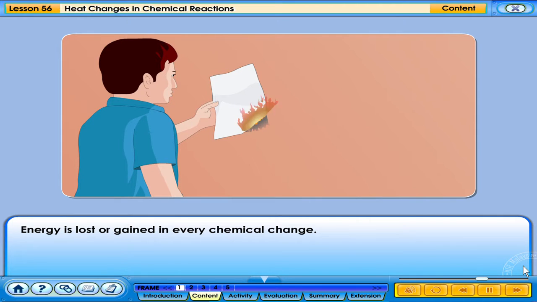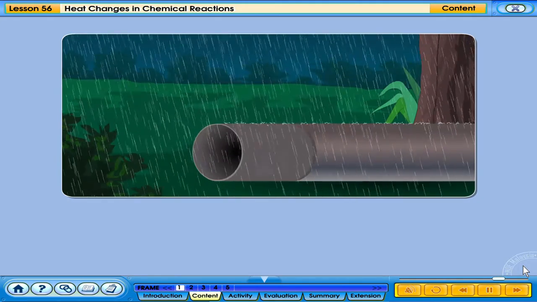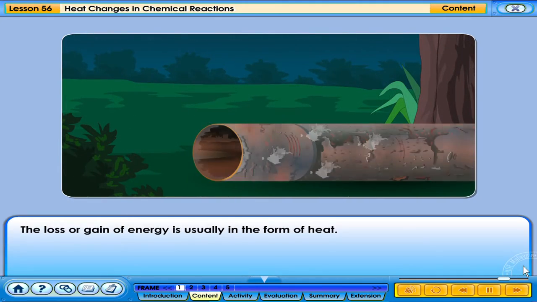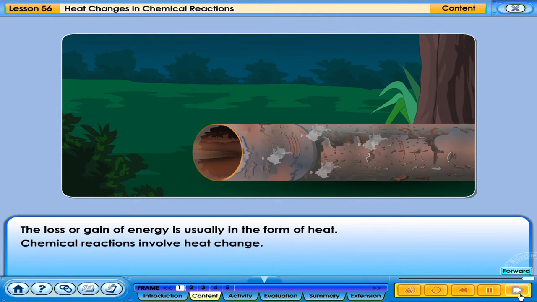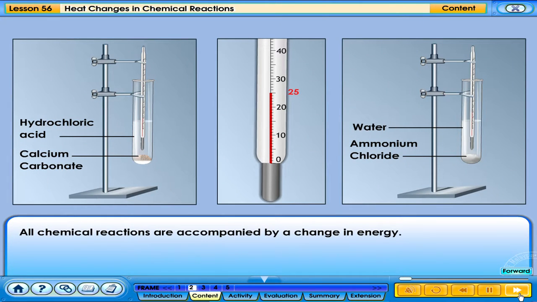Energy is lost or gained in every chemical change. The loss or gain of energy is usually in the form of heat. Chemical reactions involve heat change. All chemical reactions are accompanied by a change in energy. Some chemical reactions involve heat loss.